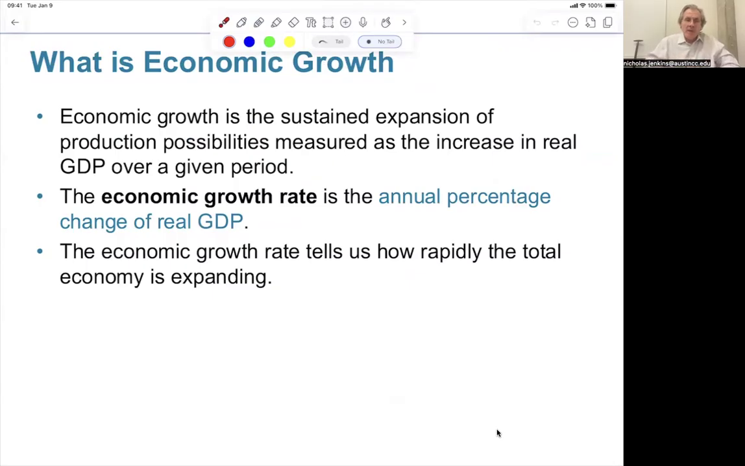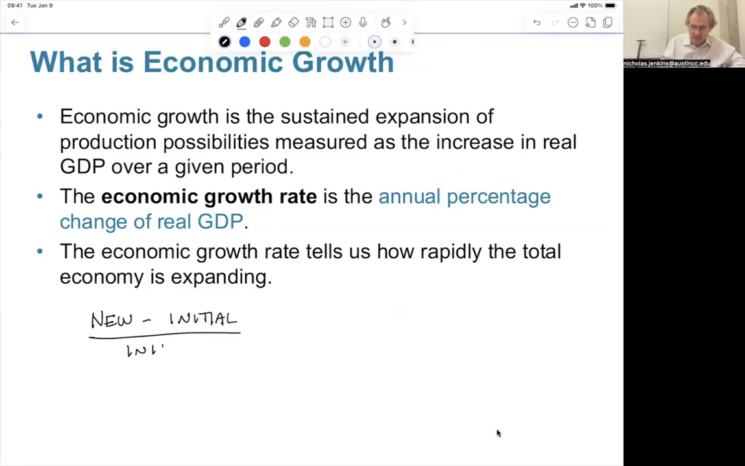The economic growth rate is the annual percentage rate of change in real GDP. It tells us how rapidly the economy is changing. And we already know how to calculate growth, don't we? We use our formula: new minus initial, divided by initial, times 100 equals growth rate. And you can use this formula for anything.